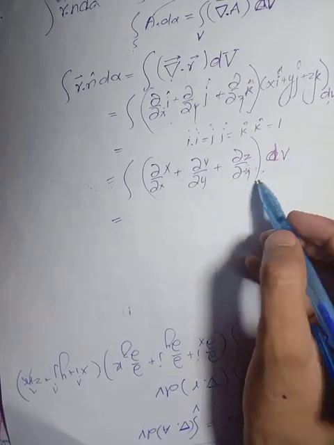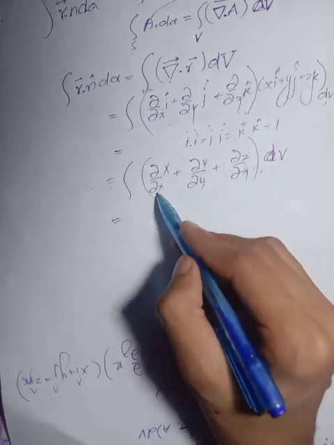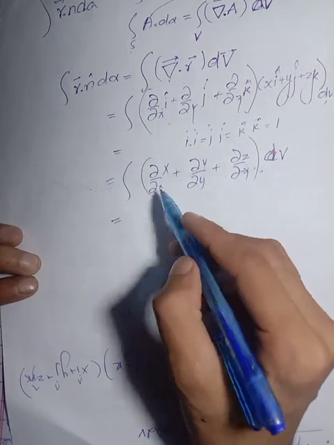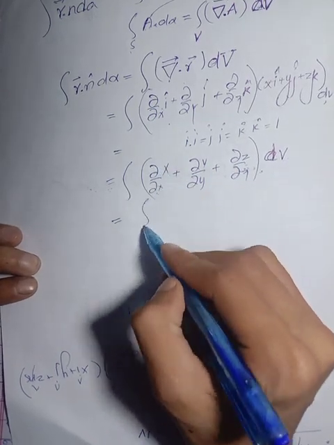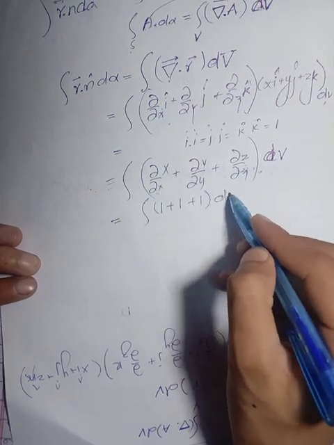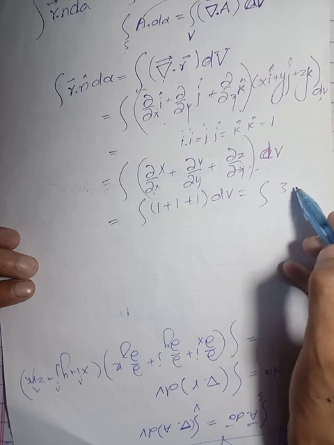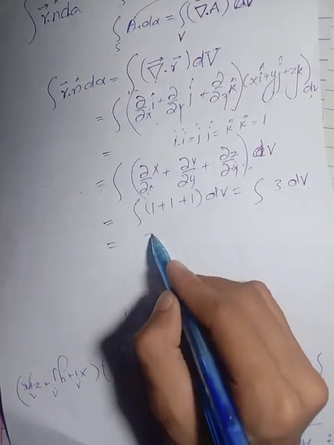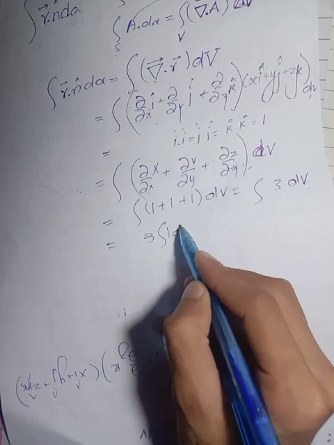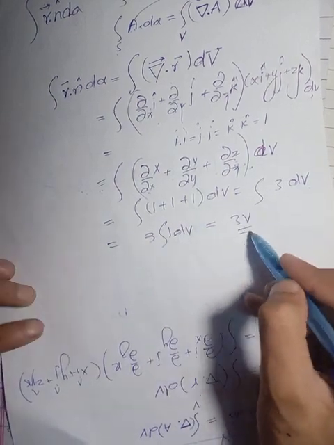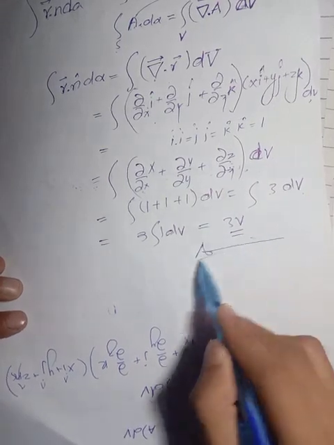So with respect to this, the integration will be partial derivative 1, 1, 1 dV, which is 3 dV. 3 is a constant. We take the derivative of 1 with respect to 1, giving 3V. So this is the answer.